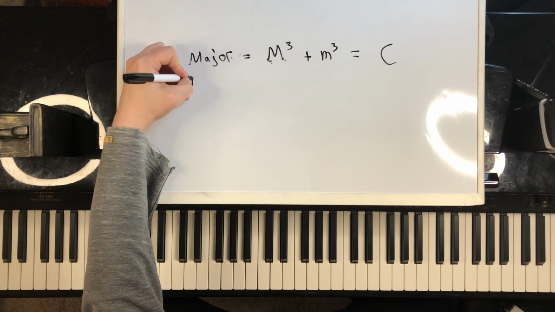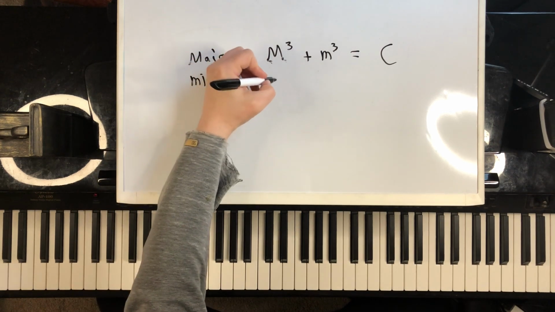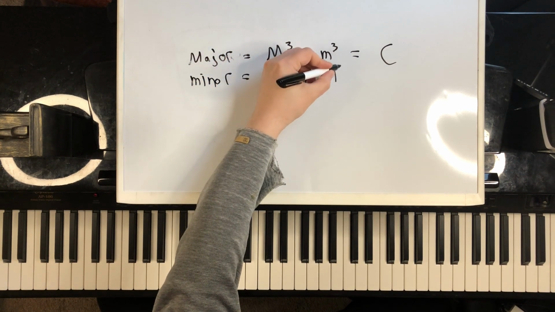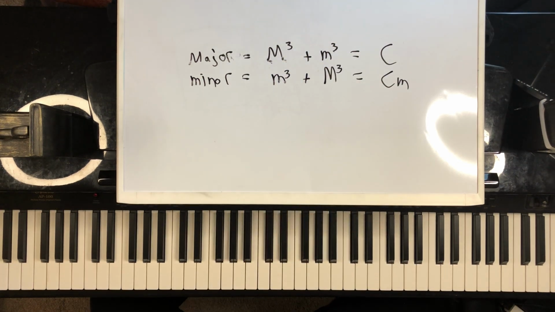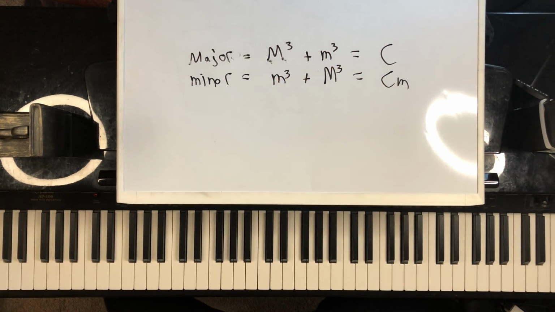Minor chord would be the opposite order, minor third plus a major third. So in our music, we might see a C minor chord. So this begs the question, if we could have a major plus a minor and a minor plus a major, couldn't we have a minor plus a minor, then a major plus a major? And the answer is yes, we absolutely can.